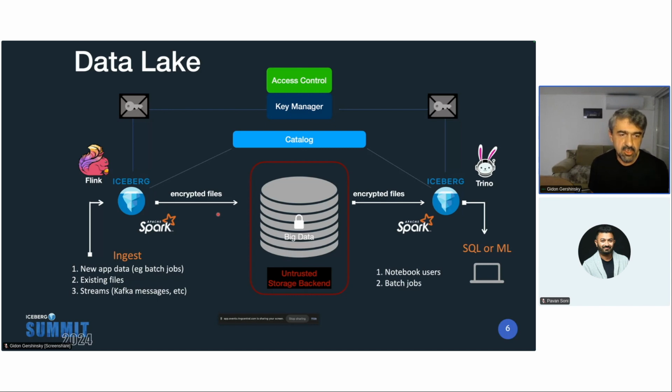So on the left side, we have the ingest part to the data lake, where we have new application data or existing files or message streams coming to, for example, a Flink with Iceberg or Spark with Iceberg. And we encrypt the resulting data and put the encrypted files in the storage. On the right side, we have consumers of this data, notebook users, batch jobs. For example, it could be Iceberg with Trino or Spark. And they take those encrypted files from the storage. They use a so-called key manager. And we'll talk a lot about the key manager in this presentation, so don't worry. This key manager helps us to open those encrypted files so we can process them.